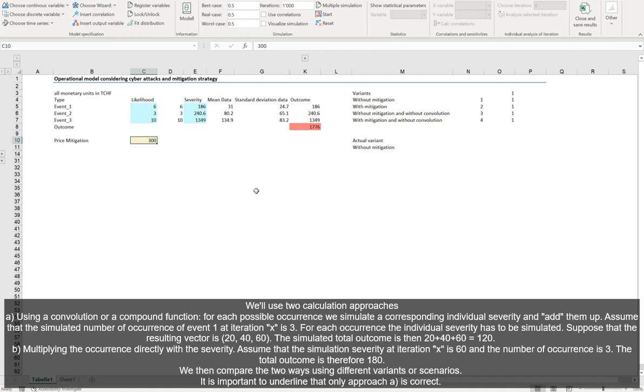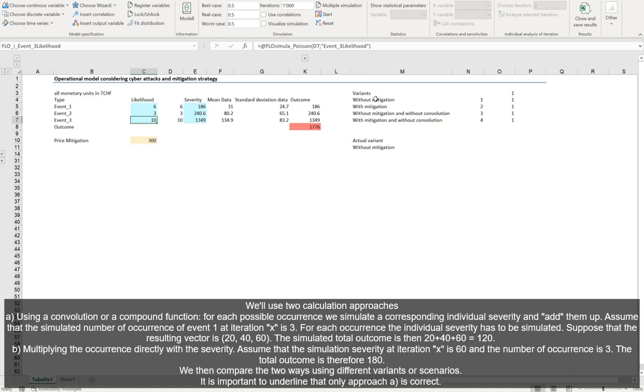So this is the main purpose of the Monte Carlo simulation, to guide us to make better decisions under uncertainty. Uncertainty, because the likelihood of the events is uncertain, or the number of events per year is uncertain, and also the corresponding severity outcome.